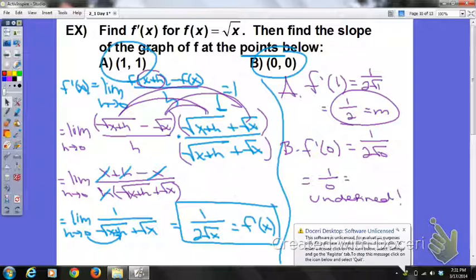So even though we eliminated our problem when we were finding the limit as h approaches 0 of our difference quotient, when we continued farther and tried to find the slope of the tangent line at a specific point, that being the origin, we came across a problem. These problems will be addressed in tomorrow's lesson.